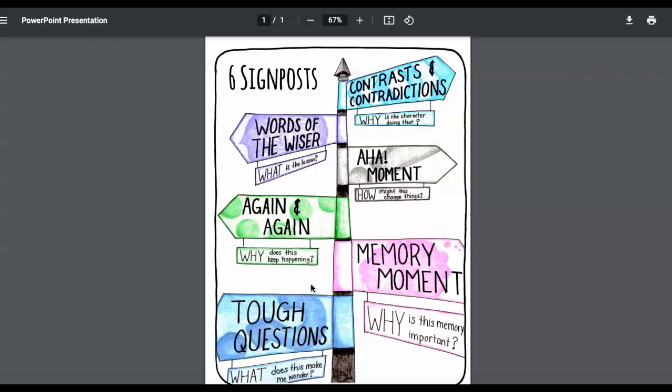One signpost that authors will use is tough questions. This is that part when a character pauses to ask maybe himself or herself some really tough questions, and you're getting a glimpse of what's bothering that character the most. Plus, these questions can show you what the character is going to struggle with throughout the rest of the story. So oftentimes, if you see those tough questions, it's time for you to ask yourself, what does this make me wonder about? These questions she was asking herself make me think that can help provide a deeper understanding about your characters.